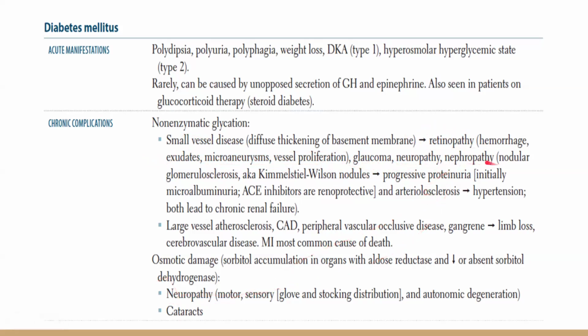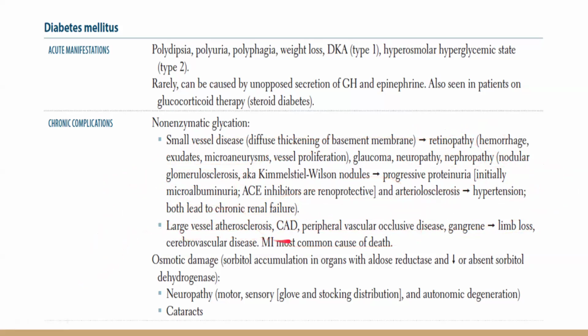Neuropathy, which is mentioned again later on here. I'll get to that in a second. Nephropathy, like I mentioned, with the kidney problems: progressive proteinuria, so proteins are found in urine. Initially microalbuminuria, so small amounts of albumin, which is one of the proteins, in urine. ACE inhibitors are neuroprotective. Arteriosclerosis and hypertension both lead to chronic renal failure. So your eyes can be affected, and the major part of the rest of this is that small vessel disease will affect the kidneys, specifically the nephron region.